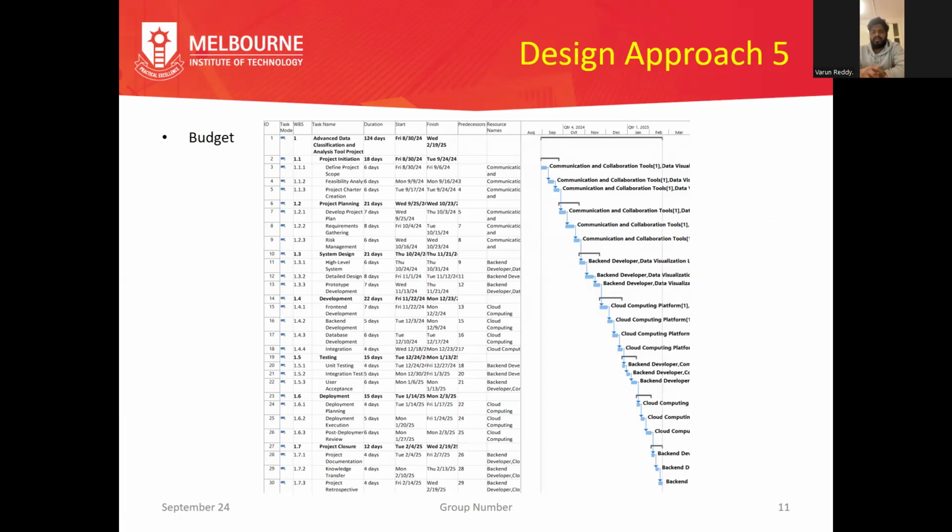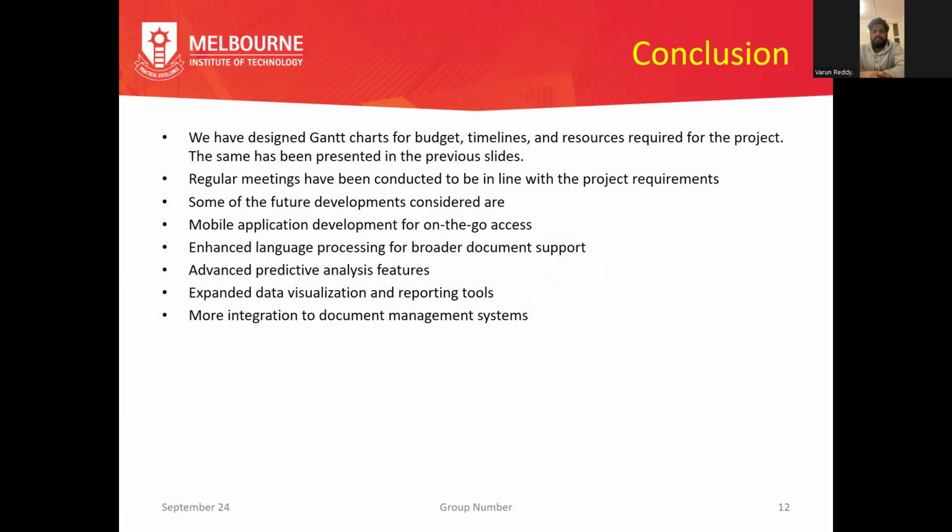Coming to the conclusion, in our project, we used many Gantt charts in our online budget, timeline, and resource requirements, and have held regular meetings to stay aligned with the project goals.